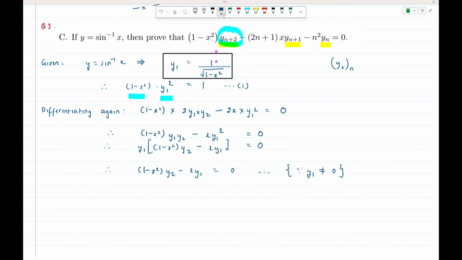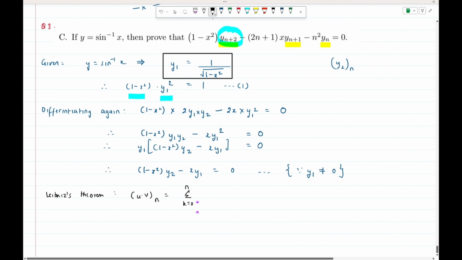So since we have got y2, now we come at the stage wherein we are going to apply the Leibniz rule and differentiate this expression n times. Let me write down Leibniz theorem in short. The Leibniz theorem is applicable for finding the nth order derivative of a product uv, and it is given as sigma k from 0 to n, nCk into u^(n-k) into v^(k).